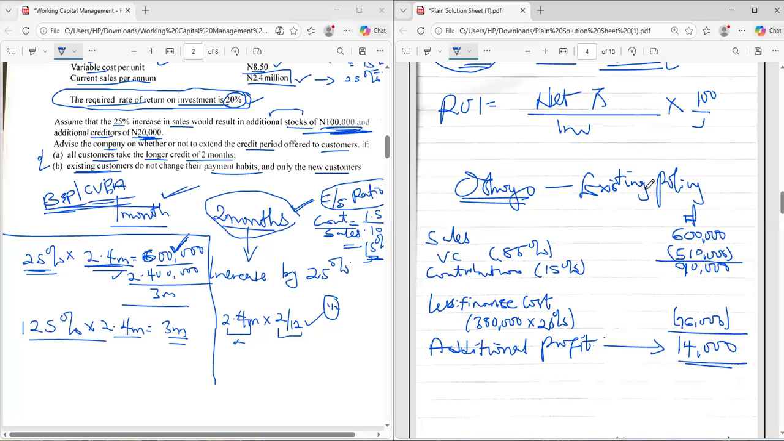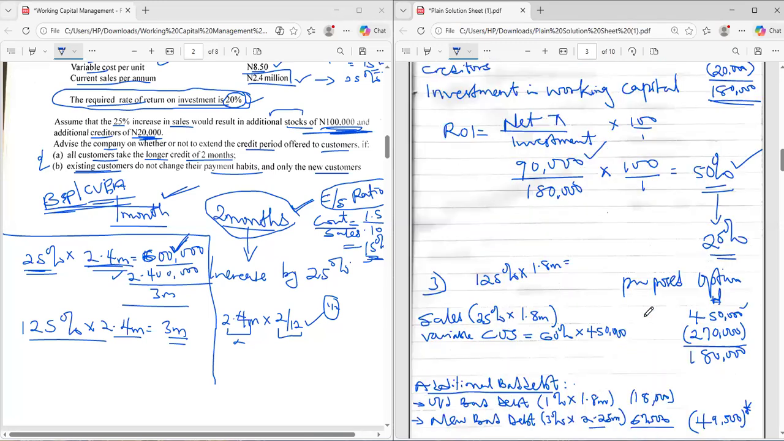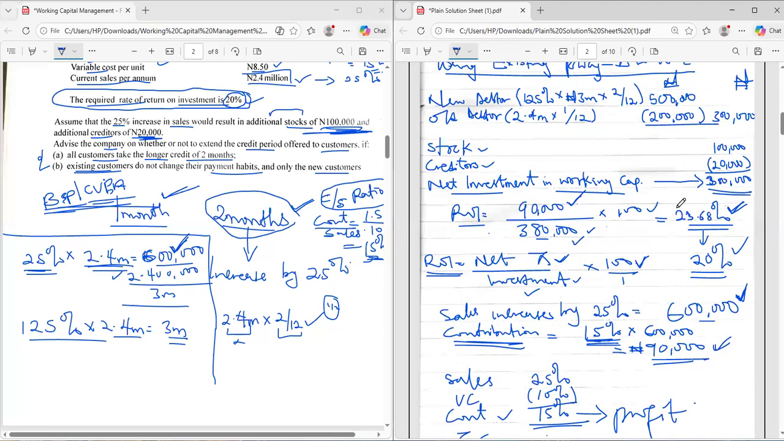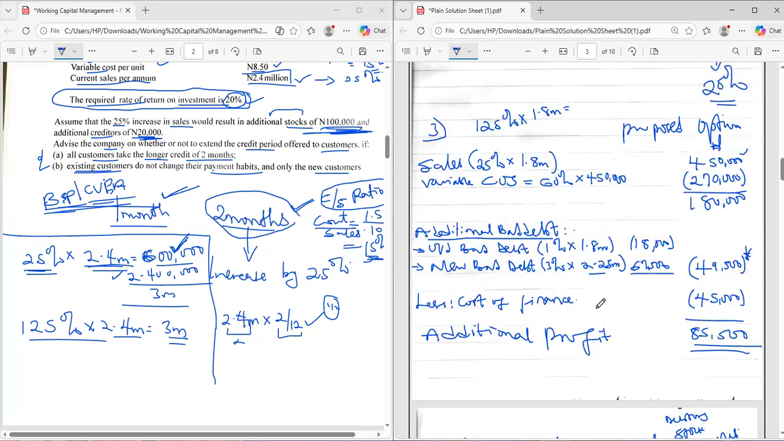So it is either I do it this way for the examiner and it will mark me correctly, or I use the ratio parts, the ROI parts. I will not get 14,000 here, but it will only tell me that our return on investment is 23.68%, which I need to compare with 20%, which is my finance cost, and check whether it can pay for my finance cost. So 23.68 can pay for my finance cost. I'll be having 3.68% left. So there are two ways to go about it. It is just fortunately or unfortunately that this particular question that we just solved, we used the P&L pattern.